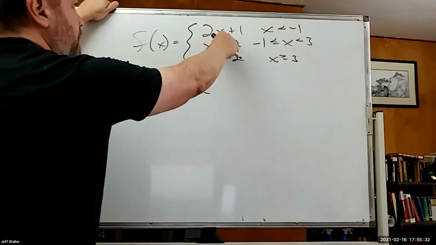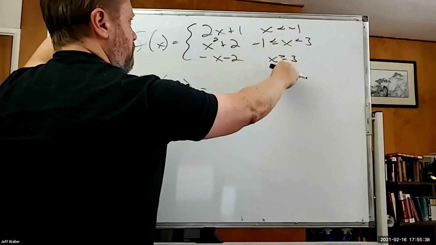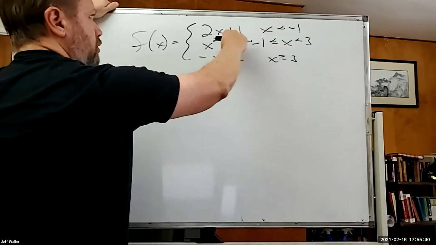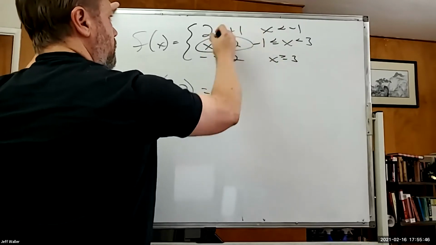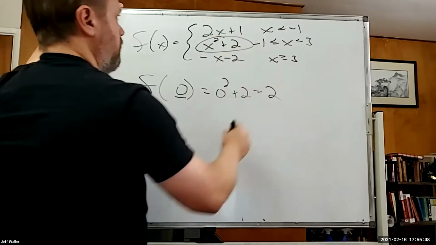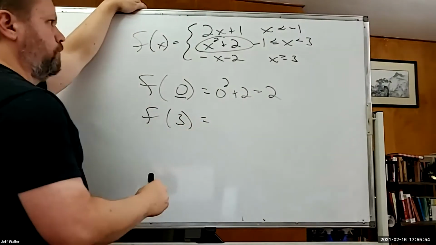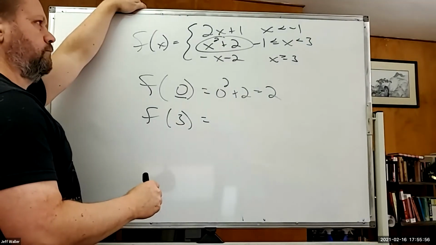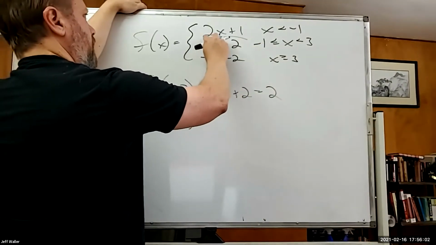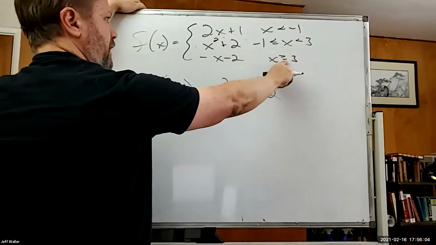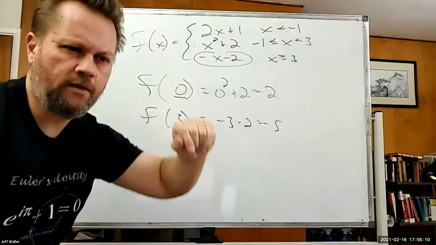So which piece am I going to use for this? Well, my input, which one of these does my input meet? These are the requirements to use these. The middle one? Yeah, 0 is in between, so I have to use this one. So what if I say, what's f of 3? The bottom one, because this one can't be 3, but this one can be 3, so I have to use this one. 3 minus 2 is... -5. Okay. You guys see what I'm saying?